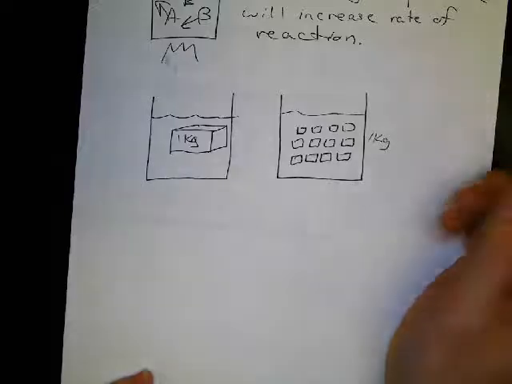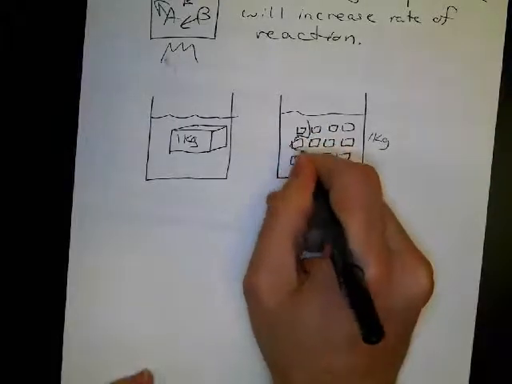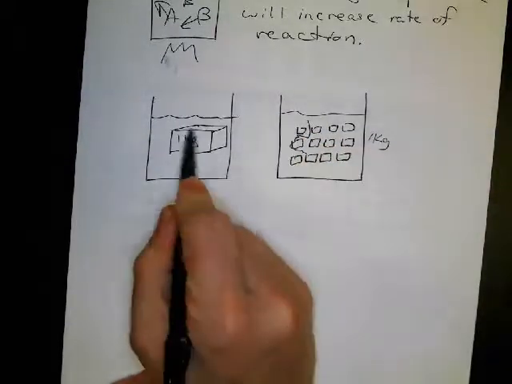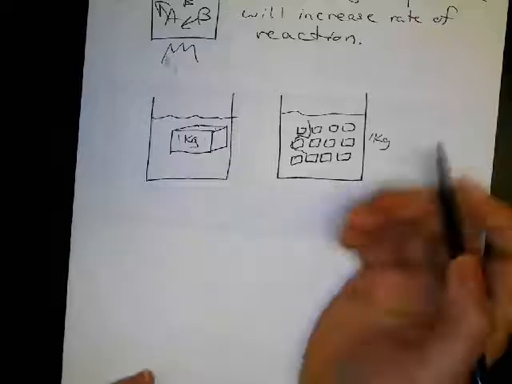Basically, because all the water can get into the cracks and attack them from all sides, whereas here it can only get to the outside edge, and there's a lot more on the inside that's sort of insulated.